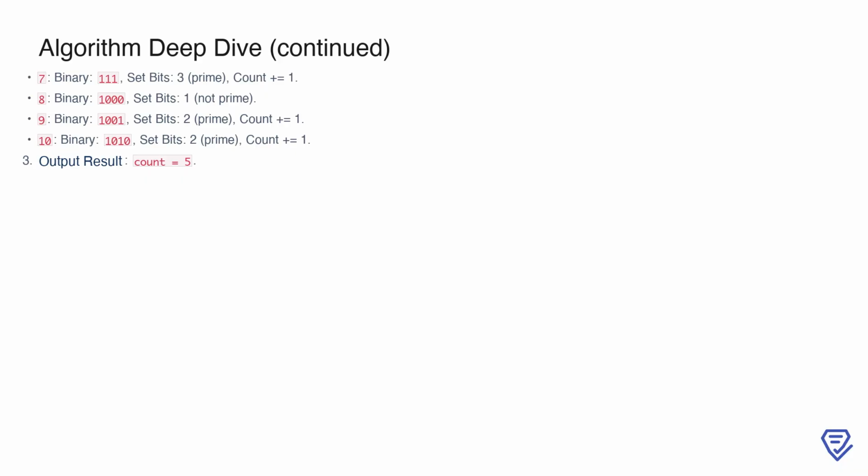For 9, the binary 1001 has 2 set bits, and for 10, the binary 1010 also has 2 set bits, both primes. The final count is 5, which we return as the result. This example highlights the efficiency of the algorithm and the importance of pre-computations in streamlining the process.